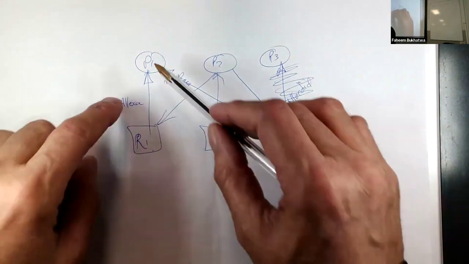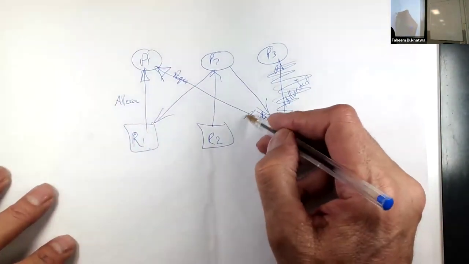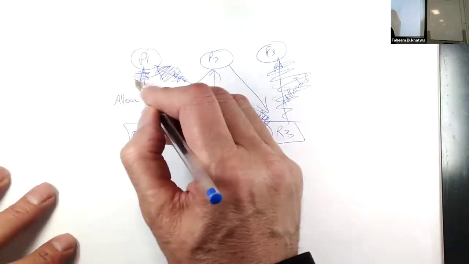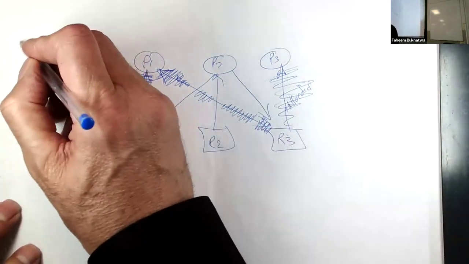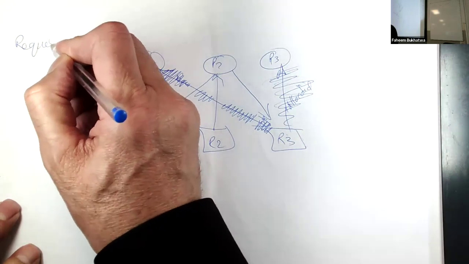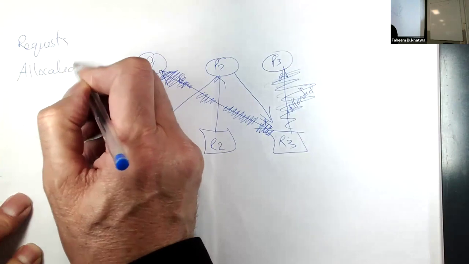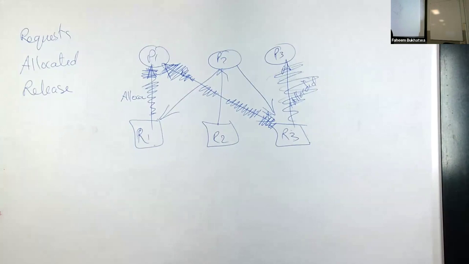So if it has everything, then it'll start printing or doing whatever it needs to do. And then when it finishes, it will release or relinquish. There are 3 words used in this technique, these are the words that you need to learn: request, allocated, or release. Request and allocate depend on the direction of the arrow. When it finishes, it will release the link.